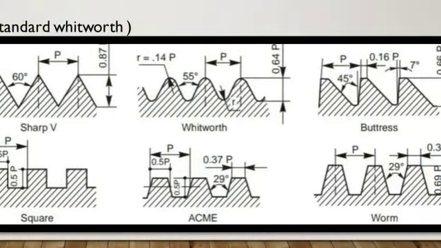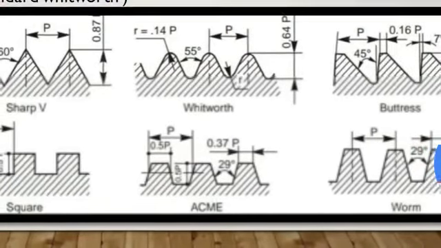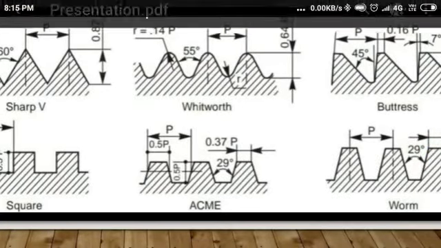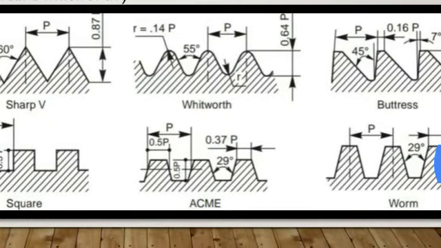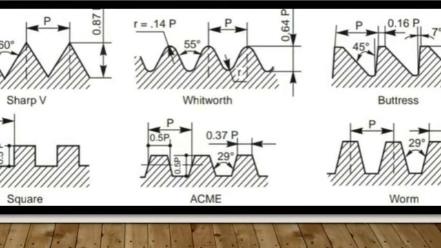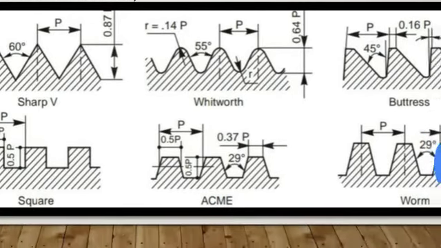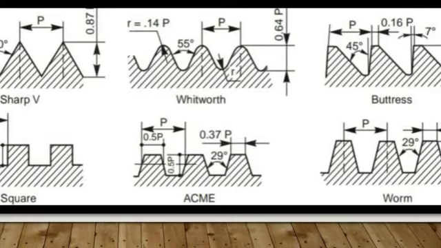Next, acme profile. In acme profile, the thread angle will be 29 degrees, and the topmost width will be 0.37 times of pitch. Let us take P as 30. Then the topmost width should be 0.37 into 30 mm. Whatever your answer comes, that should be the width. And the thread angle should be 29 degrees. Definitely you have to maintain this thread angle of 29 degrees, and this width and the height.